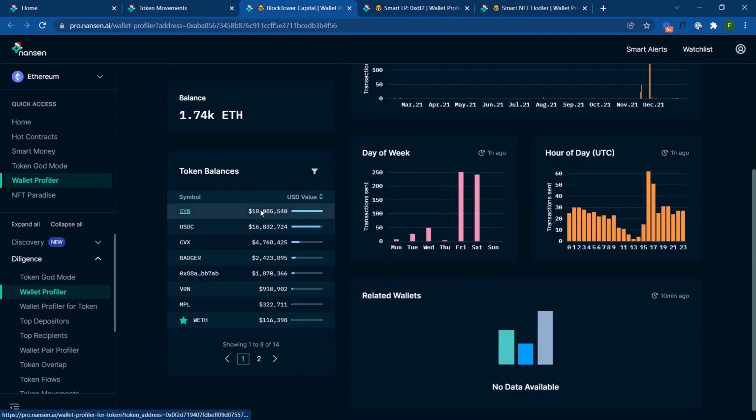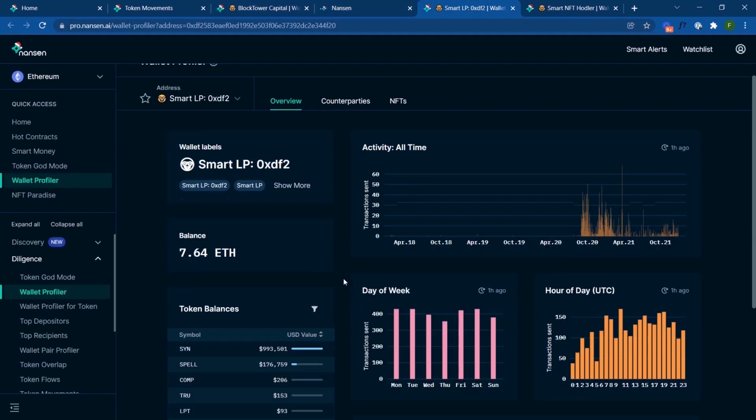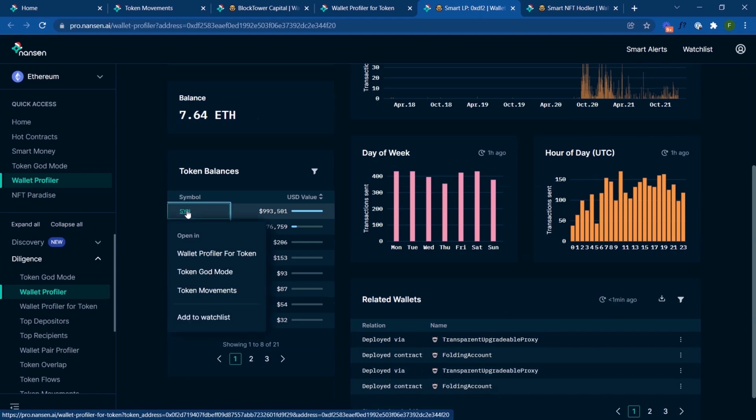In this wallet of theirs, Synapse is the largest position at 18 million USD. This is a potentially positive signal, as it's safe to assume that they value the token. We now open the wallet profiler for token, which we'll check in a second. Instead, we continue with the wallet profiler of the smart liquidity provider. Synapse is their biggest position too. Also, in this case, we open their wallet profiler for token.